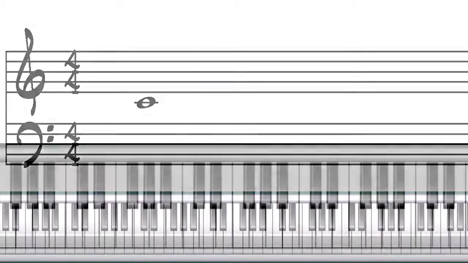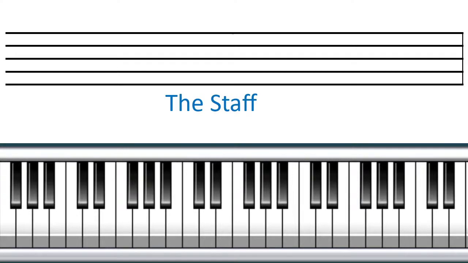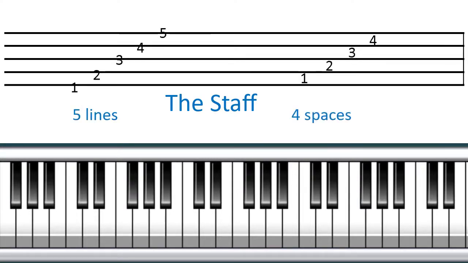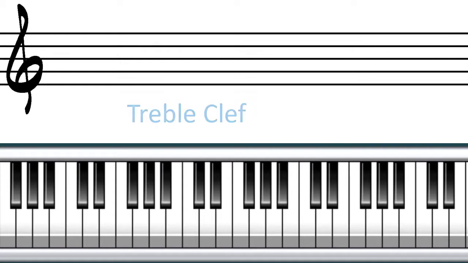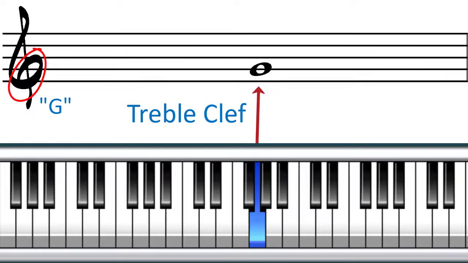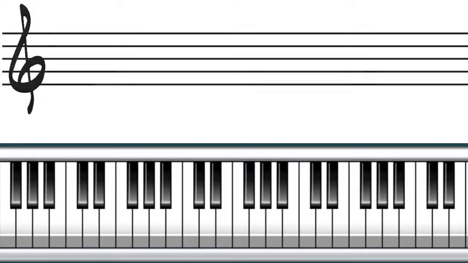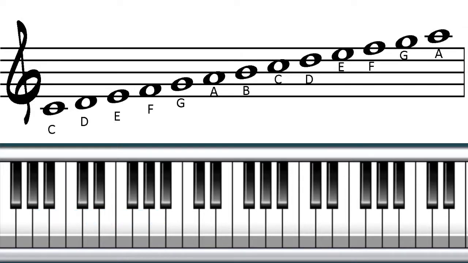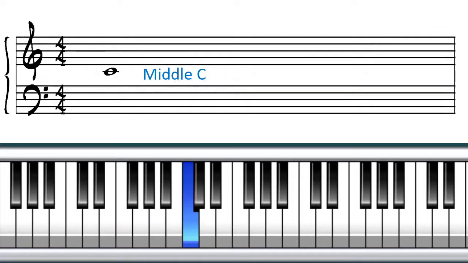So things to remember. The staff is made up of 5 lines and 4 spaces. Clefs are symbols that tell us how to find the correct letter names on the lines and spaces of the staff. Right now, we are using the treble clef, which identifies the second line as a G. The musical alphabet has the letters A through G and then starts over on A, and that sequence of letters continues in both an ascending and descending fashion up and down the piano keyboard. Finally, we found the note middle C on the piano.